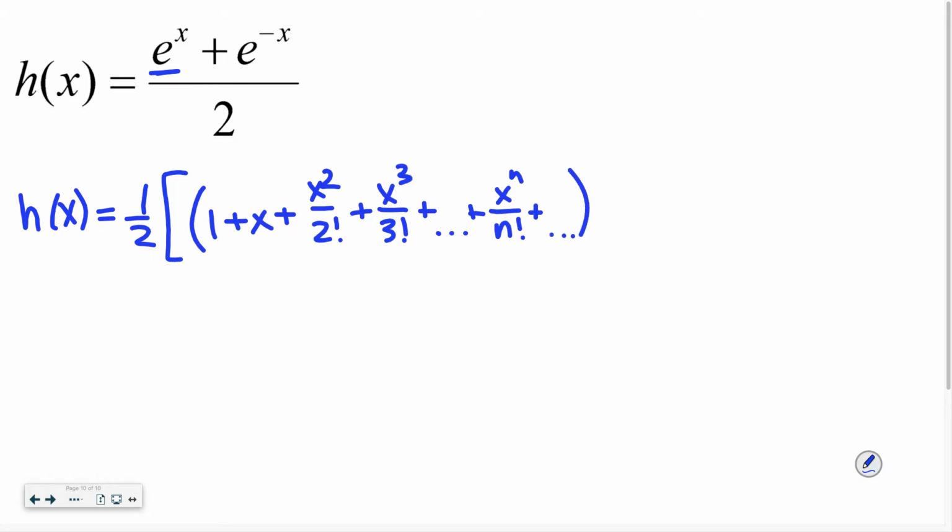Oh, I'm going to have to write small. That's e to the x. And we are adding e to the negative x. Okay, what's going to happen when we plug in negative x for our e to the x series? The odds are going to become negative, but the evens are going to stay as is. Do you agree? So we just remove the odds from existence on the other side.